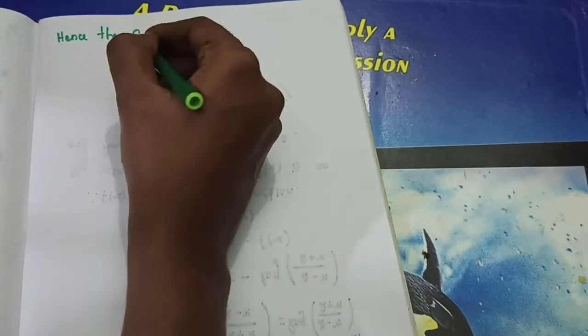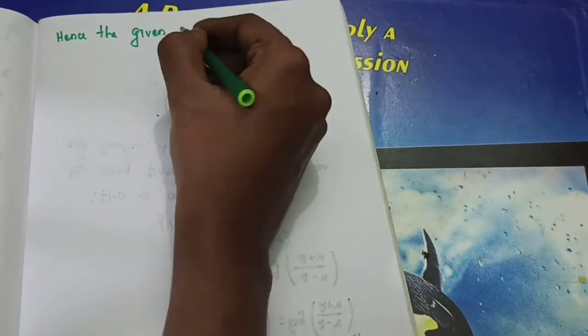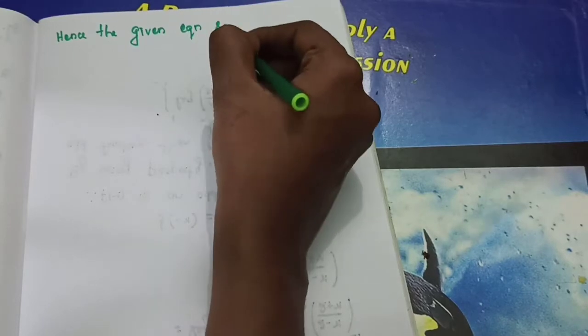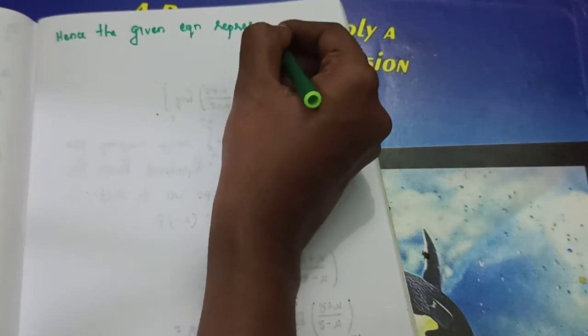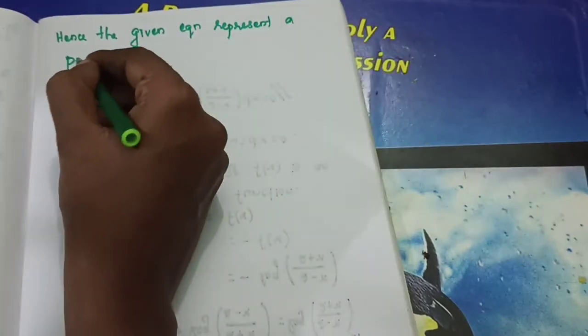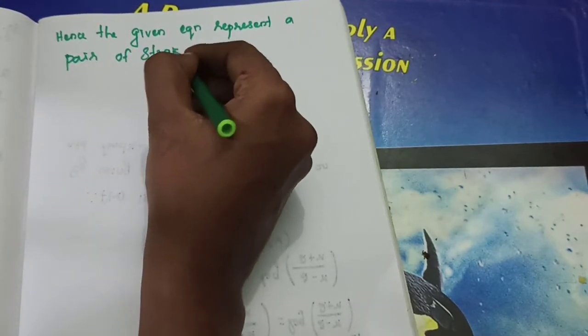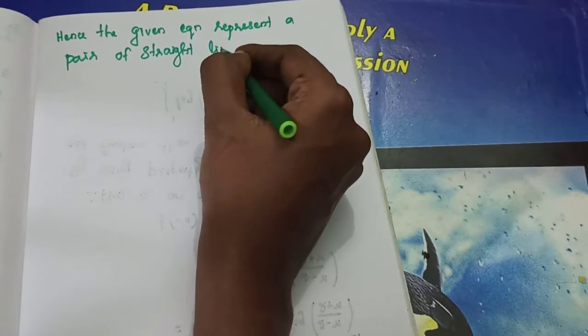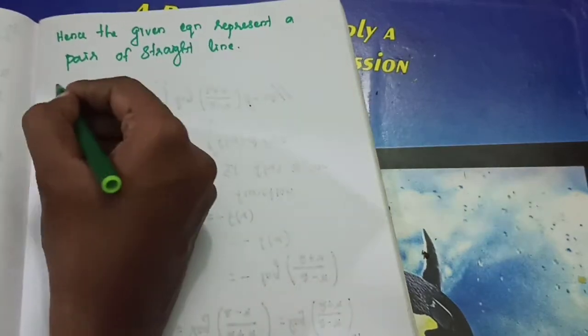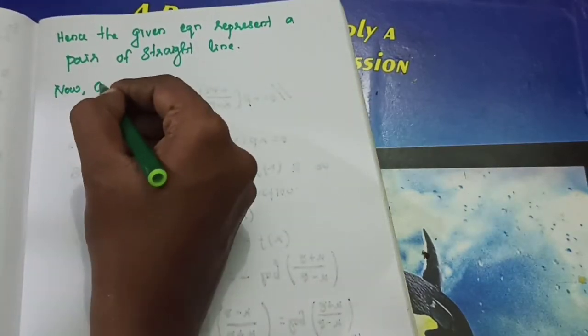So what did he say? Hence the given equation represents a pair of straight lines. Okay, represent a pair of straight lines. Now we need to find the separate equation, is it right?